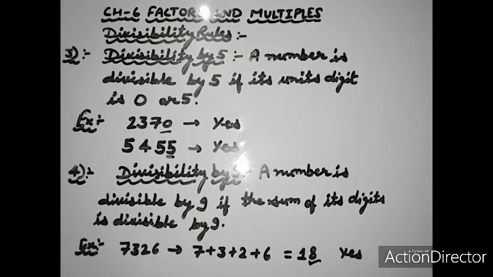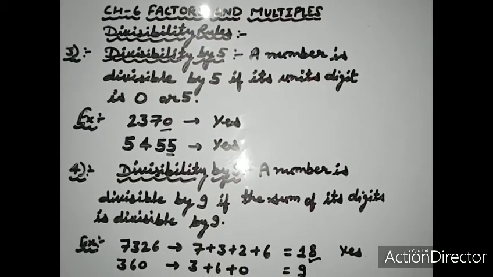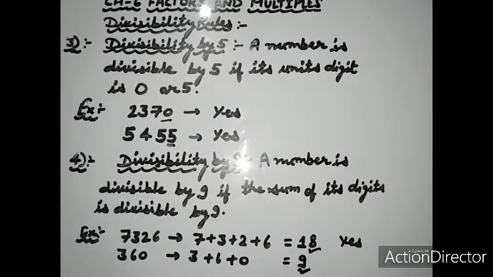Now we take another example here. 360, right? First we add all three digits, and we get the sum 9, and 9 is divisible by 9. 9 times 1 is 9, so we say that the number 360 is divisible by 9.